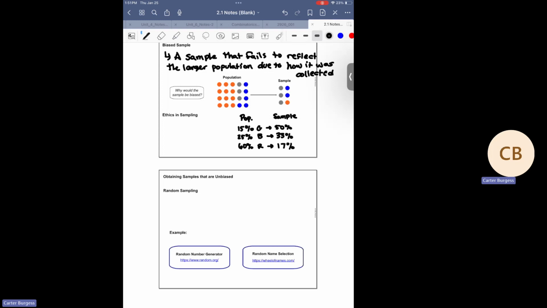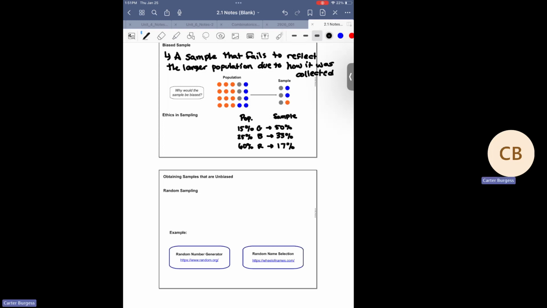Right. So there are a lot of kind of shifty ethics that we might see with this. We just need to be very, very careful as to whether or not we are correctly running the sample, which we will see how we can do that here momentarily.